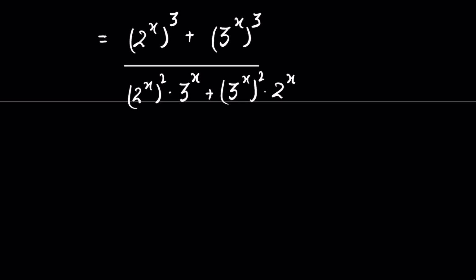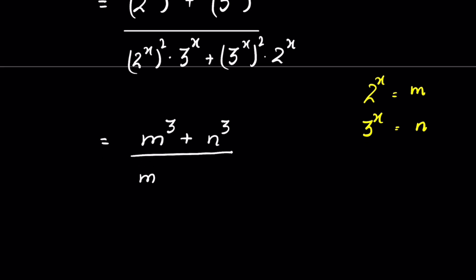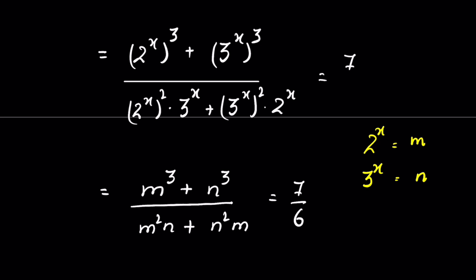power x. Now let's consider 2 to the power x is equal to m and 3 to the power x is equal to n. Then we can write it as m cube plus n cube upon m square times n plus n square times m is equal to 7 upon 6.